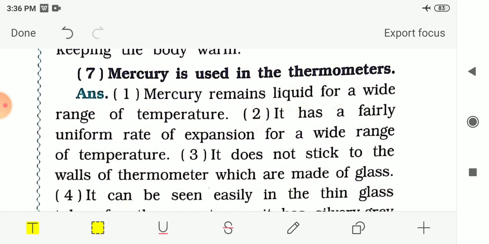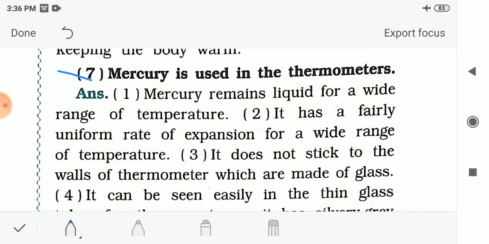Next, number 7: mercury is used in the thermometer. Why is mercury used in the thermometer? Mercury remains liquid for a wide range of temperature. Over this wide range, it is not converted into solid or gaseous form. It remains in a liquid state. It has a fairly uniform rate of expansion for a wide range of temperature.